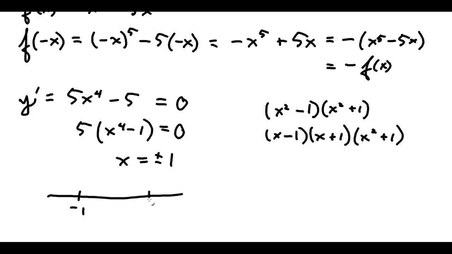We have -1 and +1, and we want to figure out where y prime is positive or negative. There are a few ways you can do that. You could use test points, or you could just look at the end behavior. We see from this 5x to the 4th that it should be positive on the two ends and negative in between. You can confirm that if you pick 0. If x is 0, we get -5, which is negative. So we see that our function increases here, decreases here, and increases there based on the signs of what we have.